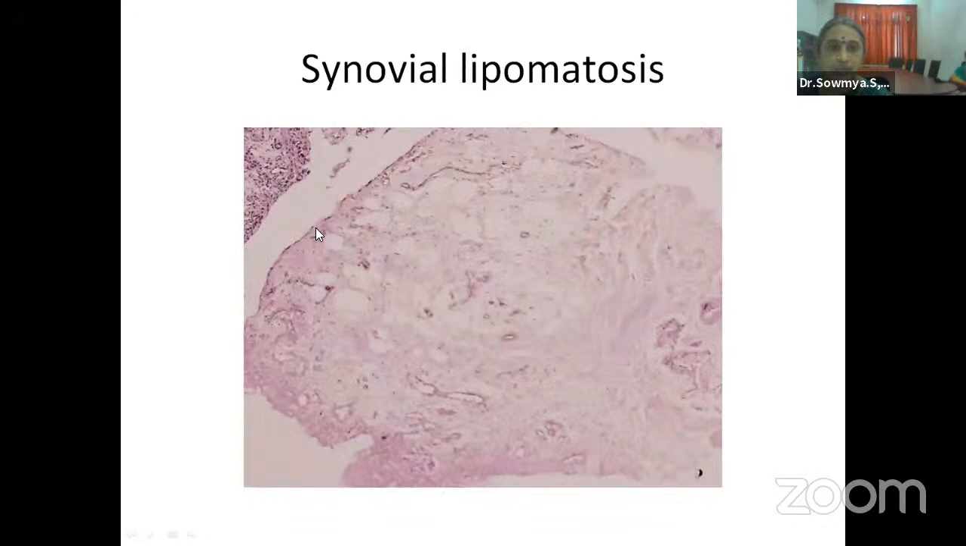So here once again you can see villous proliferation. In some areas there is flattening of the lining where there is so much of deposition. In other areas you see synovial lining cell hyperplasia. And you can see there is this fat deposition, irregular amount of fat deposition. It is not encapsulated like a tumor.